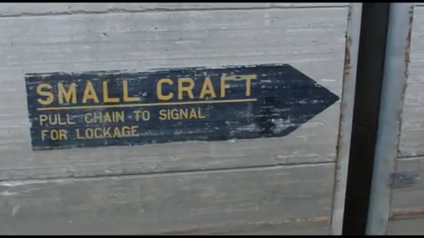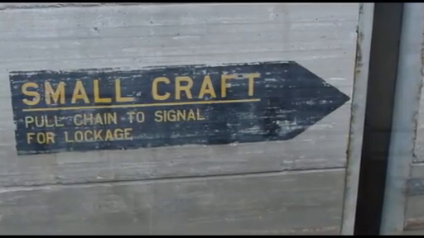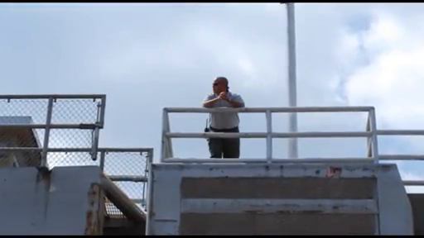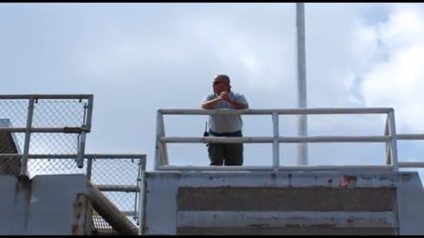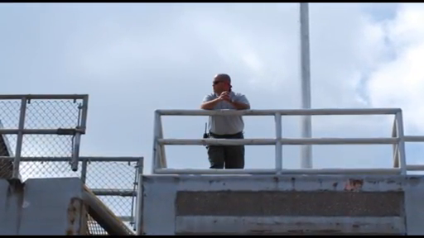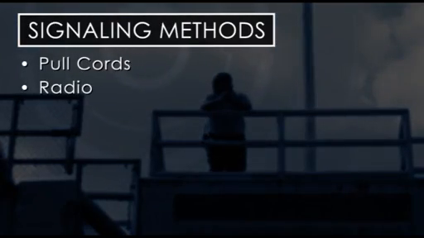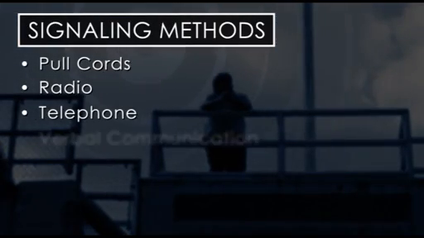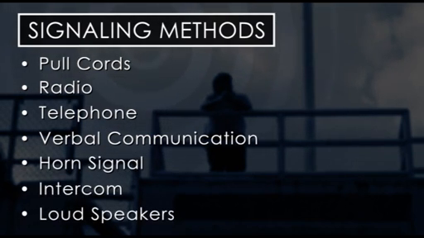You must signal the lock operator to request permission to enter the lock. Know how to properly signal a lock and what method to use before you go. Methods vary depending on the location and may include pull cords, radio, telephone, verbal communication, horn signals, intercom, and loudspeakers.